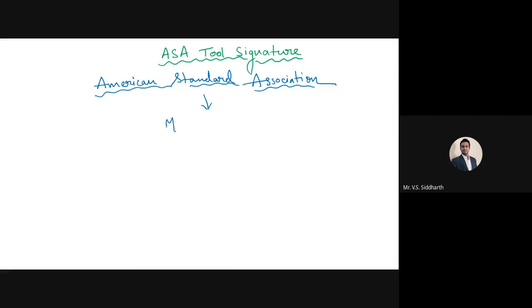This is based upon machine reference system. You might find few things complicated, tricky, or unable to understand at this point, but within 15 minutes, you will understand everything crystal clear. Okay, and you can teach your juniors also what is this ASA tool signature system. Okay, so it is based upon machine reference system.